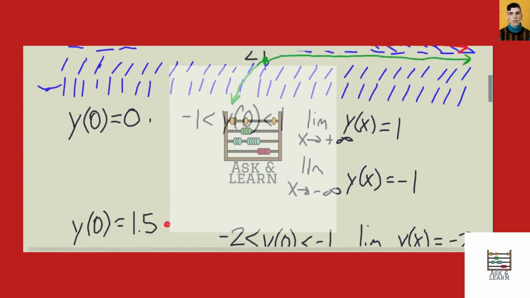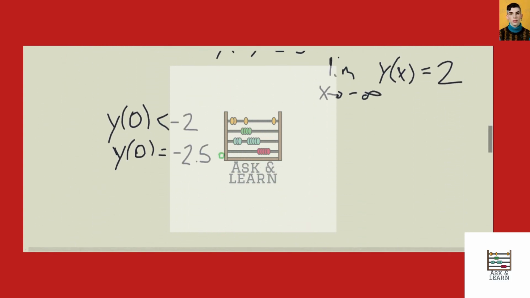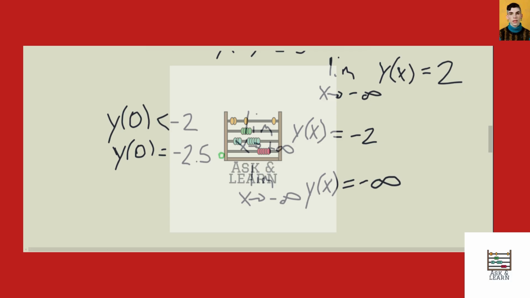So we see that the limit as x approaches positive infinity in this case is going to be negative 2, and the limit as x approaches negative infinity of y of x is equal to negative infinity.